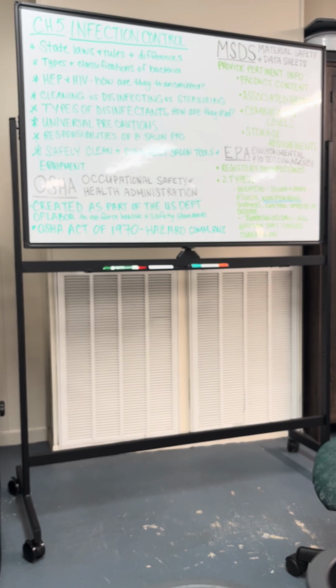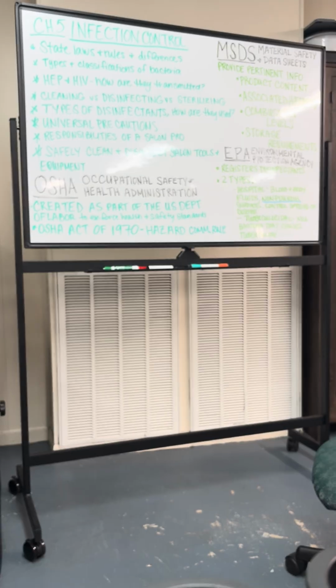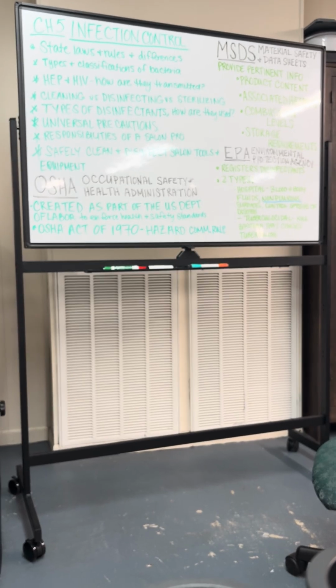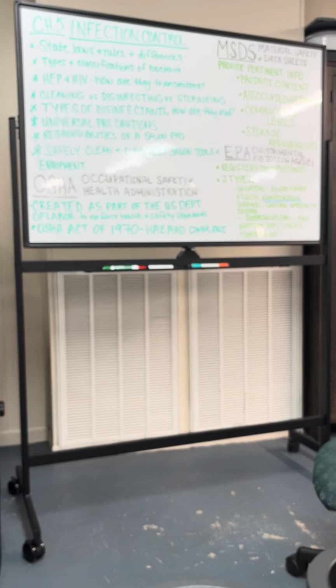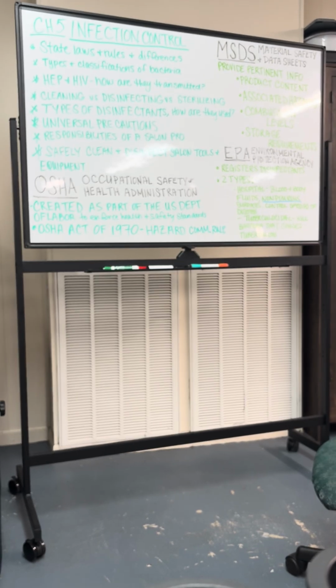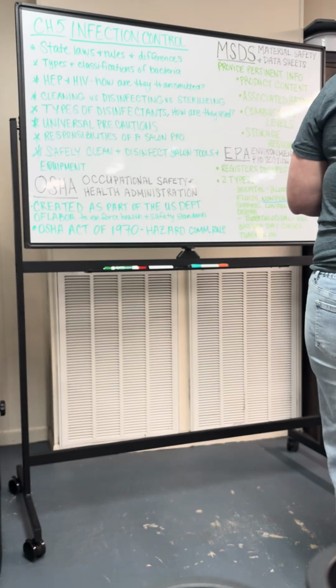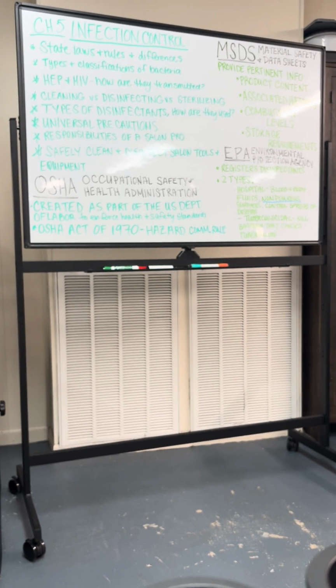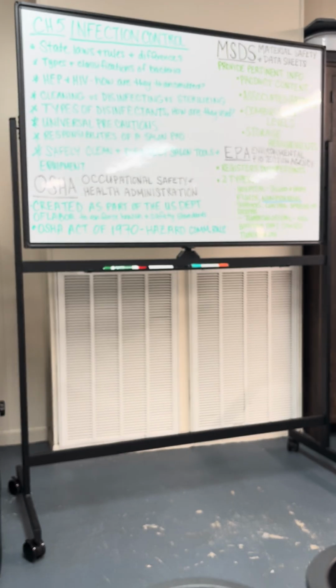Okay, so chapter 5 is about infection control and its principles and practices. The things that you will need to know by the end of this chapter: the difference in state laws, rules, and the difference in laws and rules. Types and classifications of bacteria, hepatitis and HIV, how are they spread, or how are they transmitted?